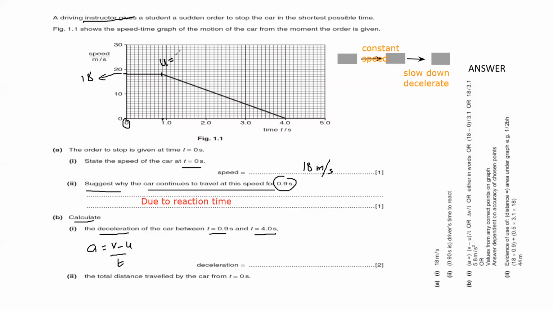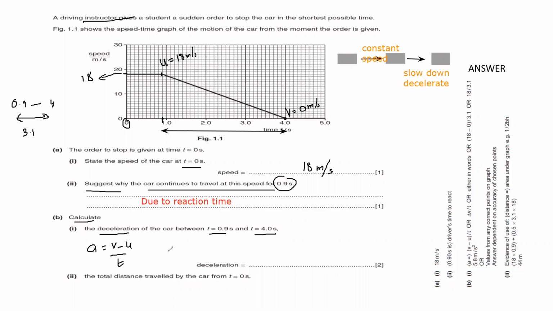At this moment the speed is 18 meter per second. And what is the value of the final velocity? Because the car stops, the final velocity is 0. And what about the time interval? The time interval is from 0.9 to 4 seconds, starting from 0.9 and ending at 4. So the time interval from 0.9 to 4 is equal to 3.1 seconds.